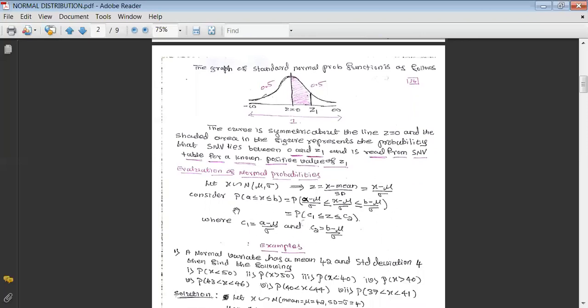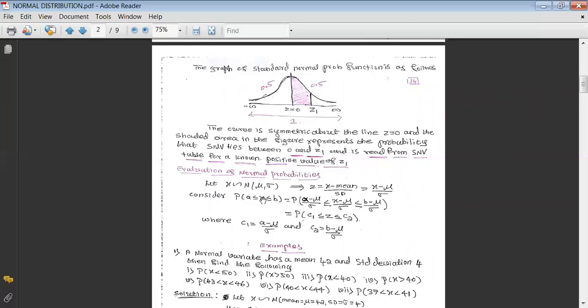For example, suppose x is normal with mean mu and standard deviation sigma, and you want to calculate the probability that the normal variate lies between A and B. As I told you, first we have to convert that normal to standard normal, because we cannot evaluate normal probabilities directly. Then we have to use the table.